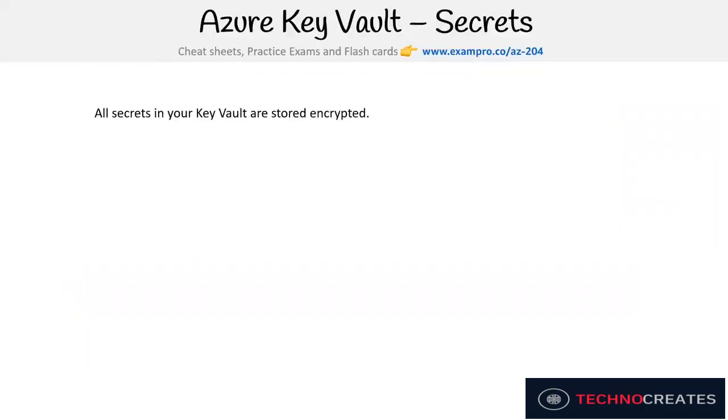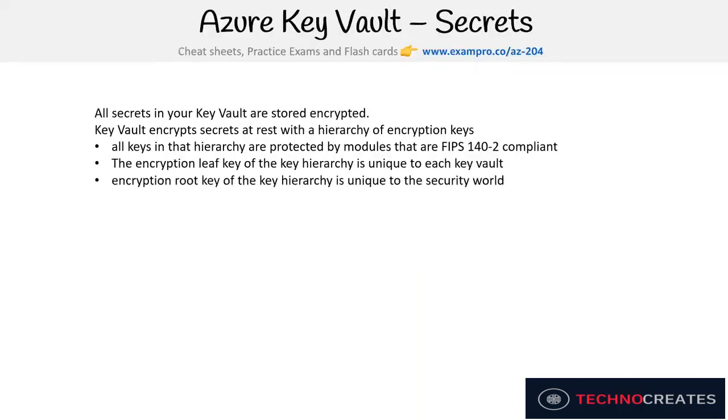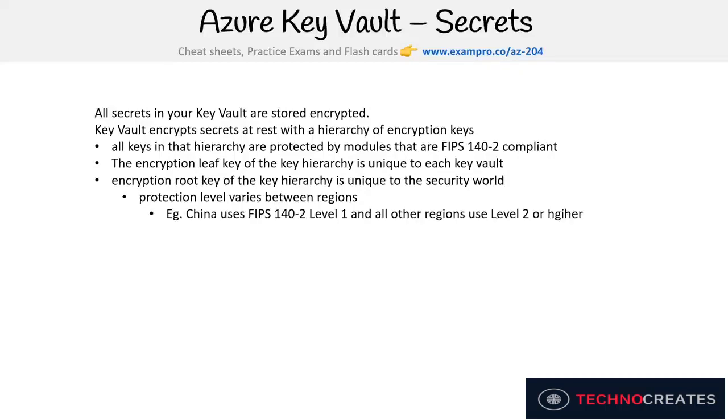All secrets in your Key Vault are stored encrypted. Key Vault encrypts secrets at rest with a hierarchy of encryption keys. All keys in that hierarchy are protected by modules that are FIPS 140-2 compliant. The encryption leaf key of the key hierarchy is unique to each Key Vault. The encryption root key of the key hierarchy is unique to the security world. Protection levels vary between regions, and we're talking about China here. China uses FIPS 140-2 level 1, and all other regions use level 2 or higher. I apologize for that spelling mistake there.